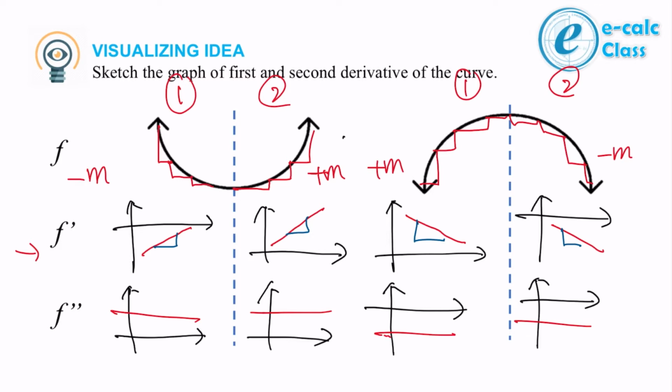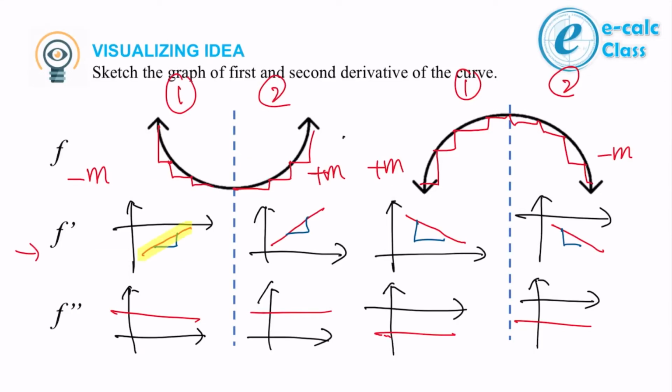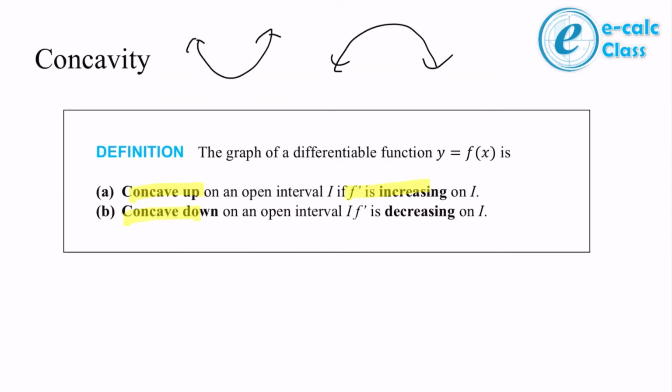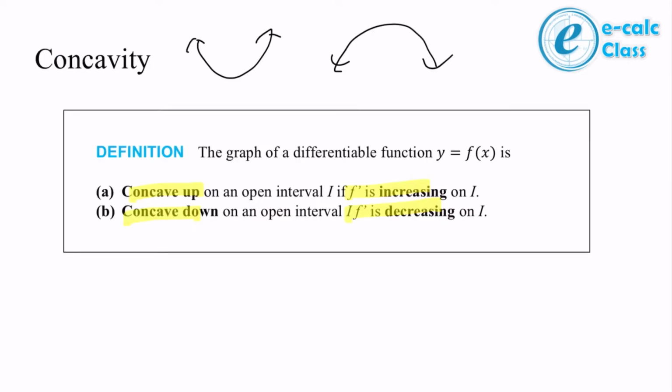Now we come back to the definition for concavity. And by now you should feel that this totally makes sense. When it is concave upwards, concave up means f prime is increasing on I. F prime is increasing, right? If it is concave downwards, it means f prime is decreasing. Concave downwards, f prime is decreasing. Okay, so once you get the idea, you should be totally fine with this definition.